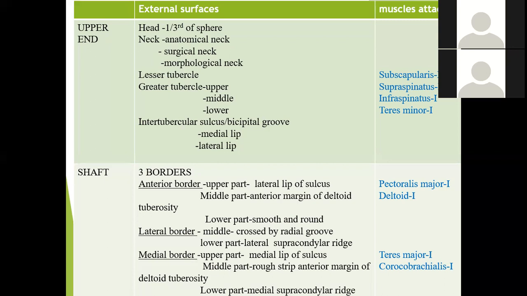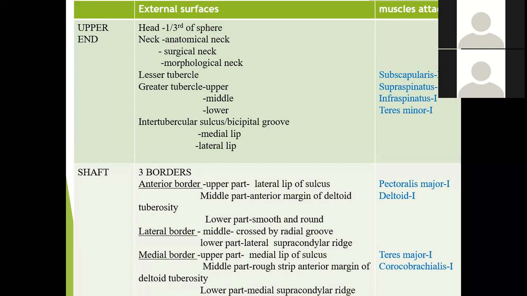You can see the attachments parallelly, the right side and left side, you can compare and see. Now we are coming from below, the medial lip of the sulcus. At the medial lip of the sulcus, we can see the teres major muscle, which is again inserted. And the next one is the rough strip, on the anterior margin of the deltoid tuberosity. This rough strip gives insertion for a muscle called coracobrachialis.